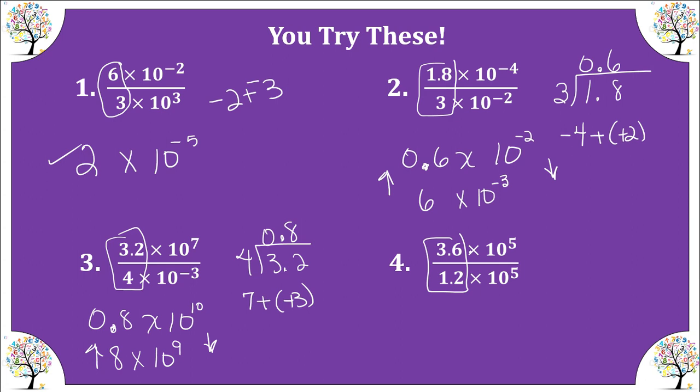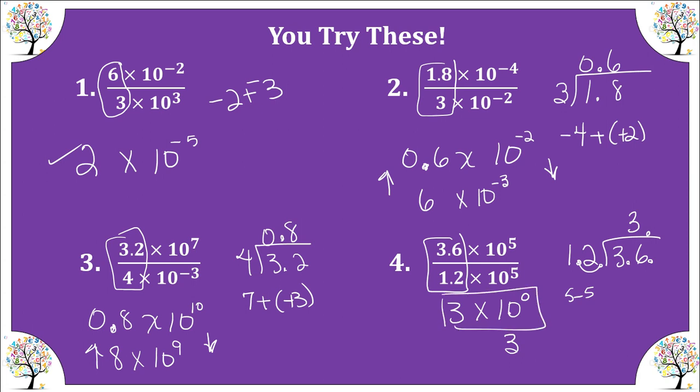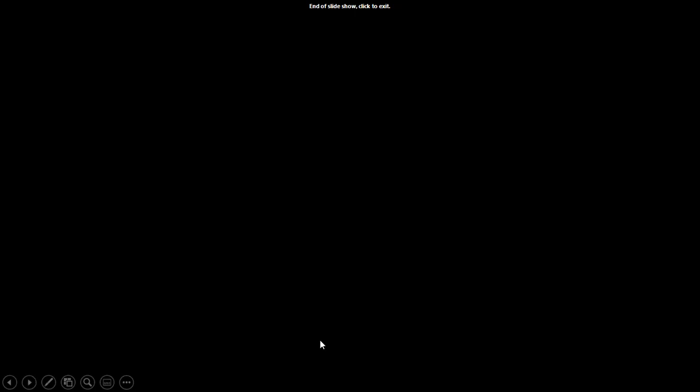Our last example, 3.6 divided by 1.2, or 1.2 divided into 3.6. Move our decimal. So 12 into 36 goes 3 times. We have 3 times 10 to the 5 minus 5 is 0. Anything raised to the 0 is 1, so 3 times 1 is just 3. But if you want to leave it as having a base, you could leave it 10 to the 0, but 3 is the most simplified answer. And I hope this helps.